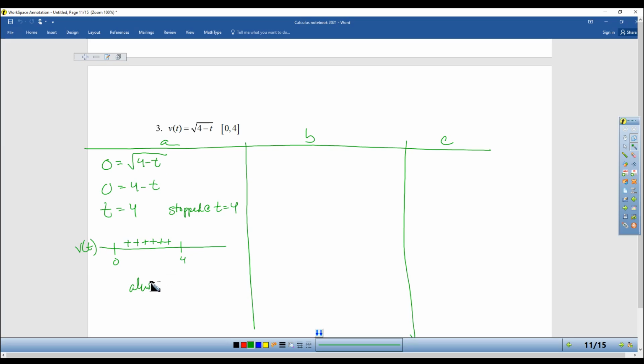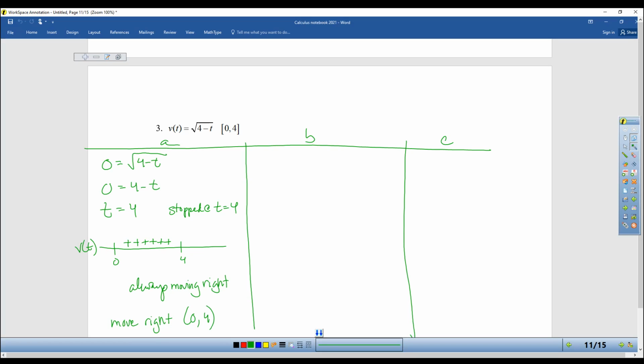So it is always moving right. You can write that. They'll accept that. Always moving right. Or you can say it's moving right just traditionally on the interval from 0 to 4. Either way.